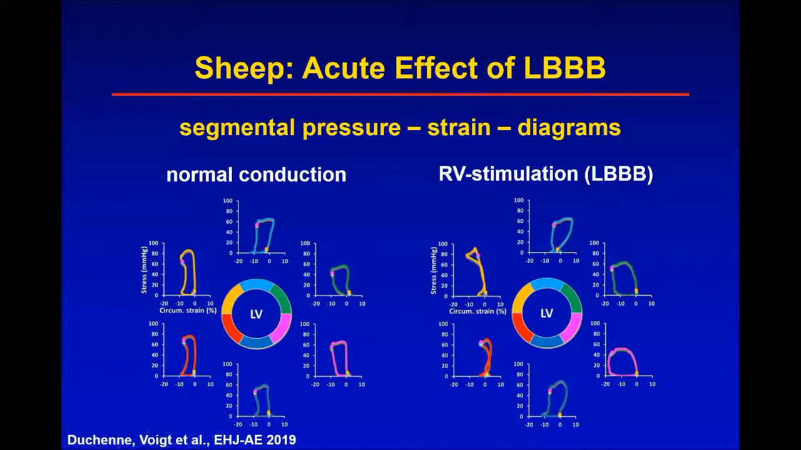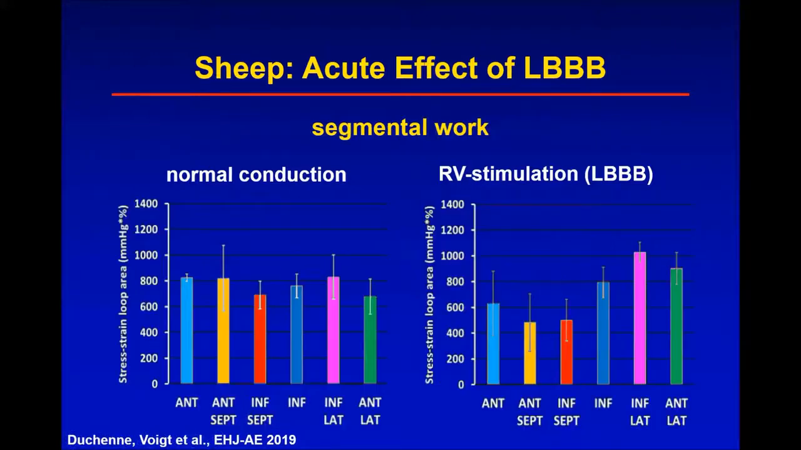And under this condition, you see that the loops in the septum change the shape. We get this figure of 8 telling us that work is wasted, and the loops at the lateral side become wider so that we have more work performed on the lateral side. And this is now the graphical illustration of all the sheep, and on average. So in the normal conduction, we have more or less on average the same distribution of work in all parts of the wall. On the right, under right ventricular stimulation with the left bundle branch block pattern activation, we see that the work performed in the septum becomes less and the work performed in the lateral wall becomes bigger.